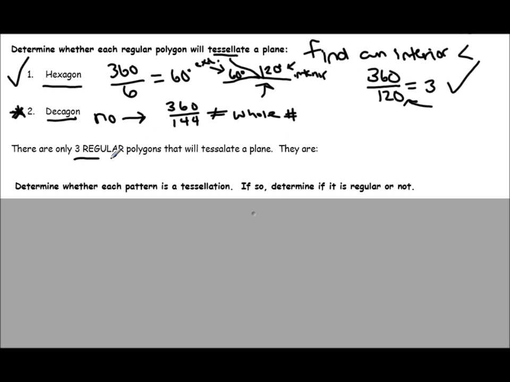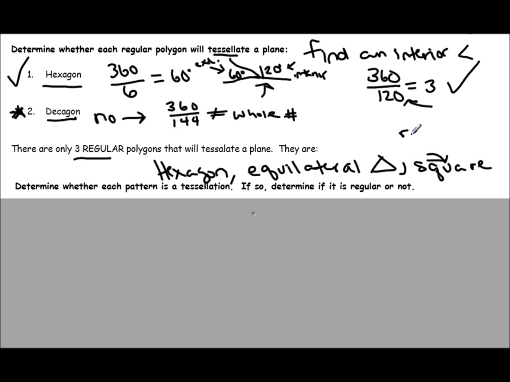In fact, there are only 3 regular polygons that will tessellate a plane. They are your hexagon, which we just figured out, an equilateral triangle, and your square, which is also known as a regular quadrilateral, because remember, regular means it has all sides and angles that are congruent.